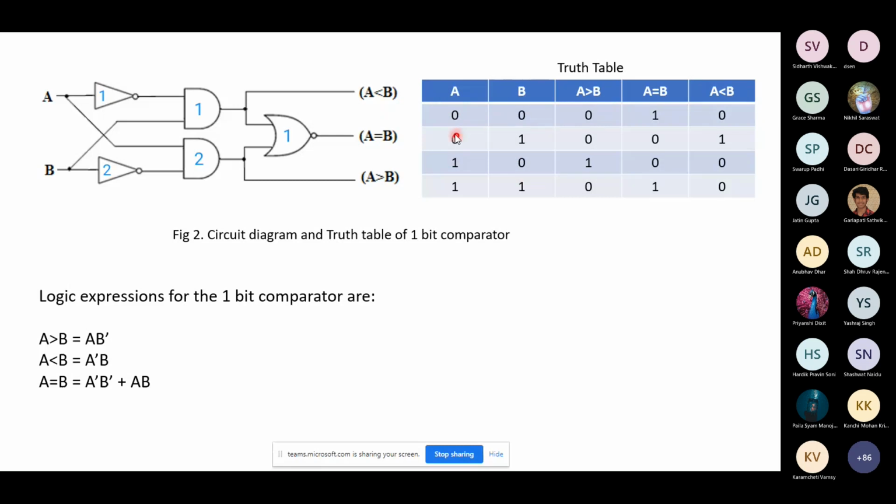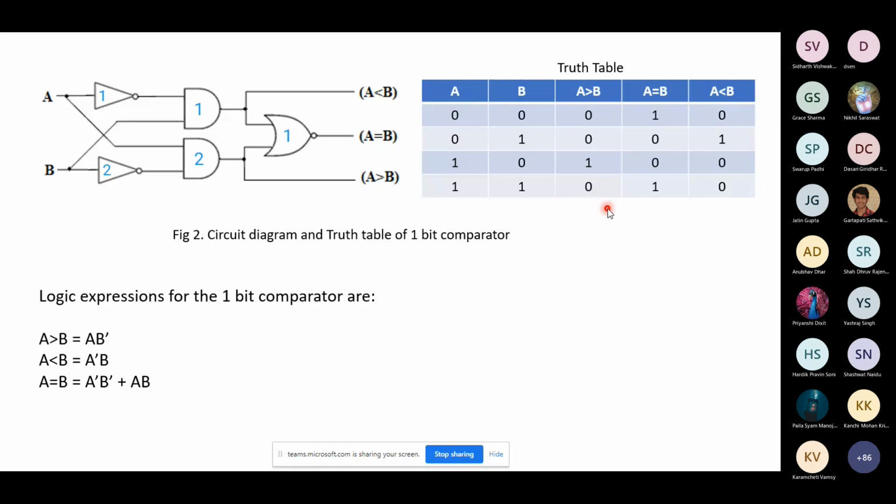When A equals B, that means A equals 0 and B equals 0, or A equals 1 and B equals 1, you can see in the truth table that the A equals B column will get 1. Otherwise, it will be 0. When A is less than B, that is for one case, when A equals 0 and B equals 1, A less than B will be 1, otherwise 0. And for A greater than B, when A equals 1 and B equals 0, A greater than B will be 1. So this is the truth table of a 1-bit comparator.